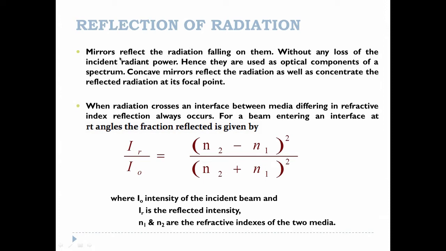So, mirrors essentially reflect the radiation falling on them. Since there is no loss of incident radiant power in mirrors, they are used as optical components in a spectrometer. What do we need? We need a concave mirror that reflects the radiation as well as concentrates the reflected radiation at its focal point. Now, these concave mirrors are available to you all over the world.